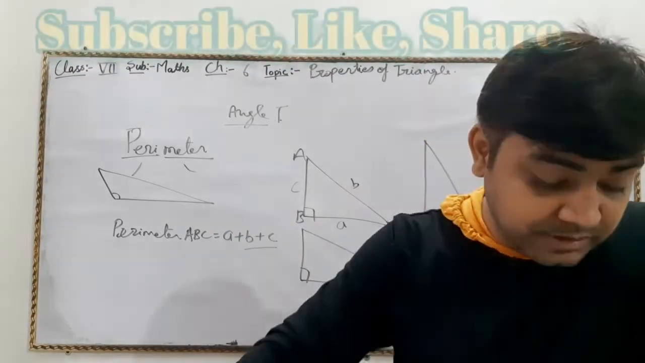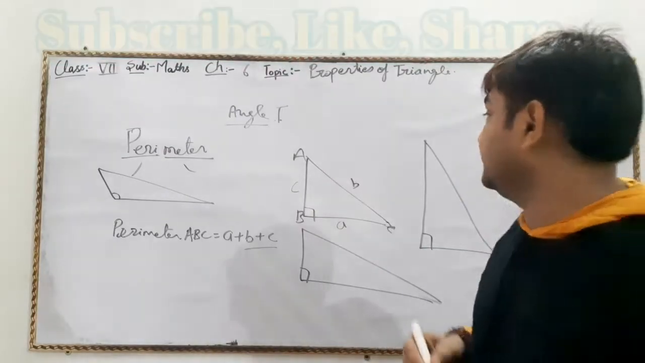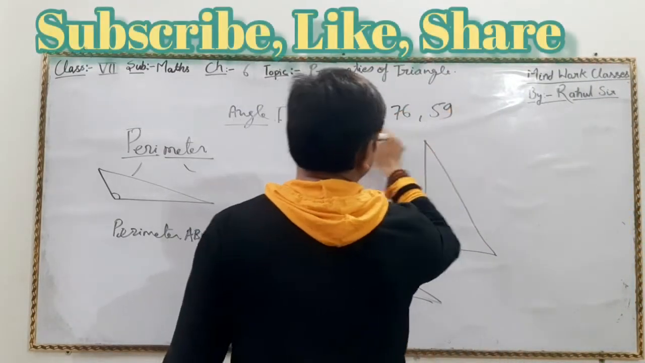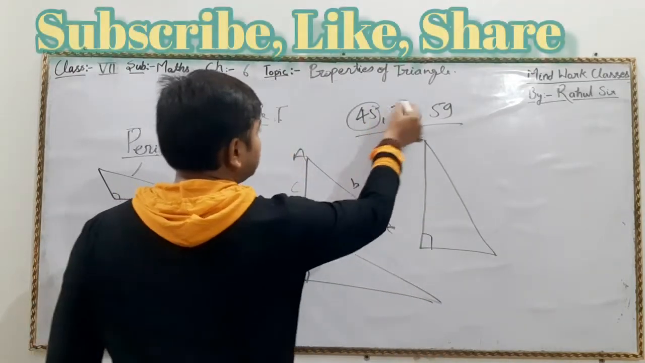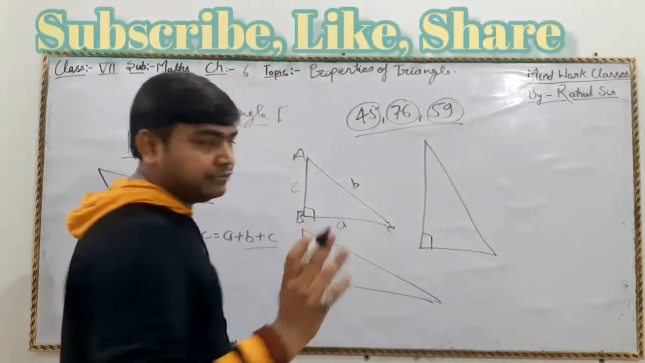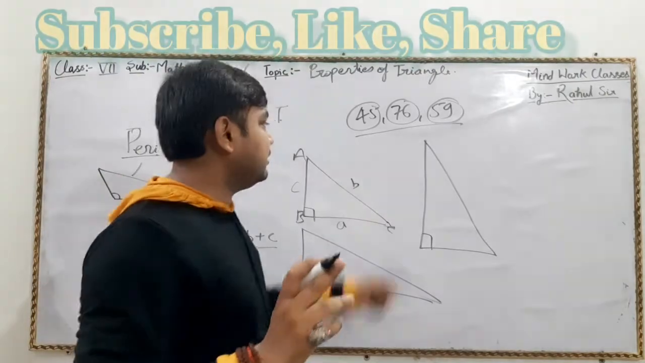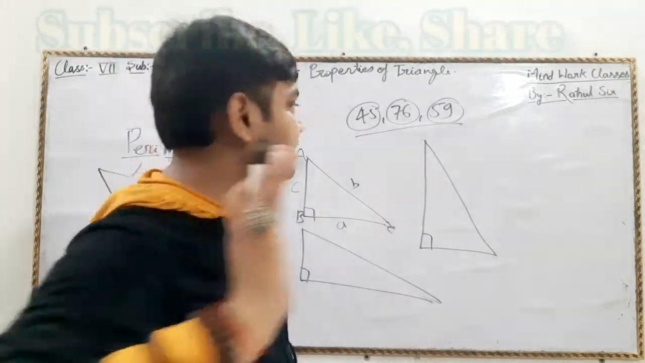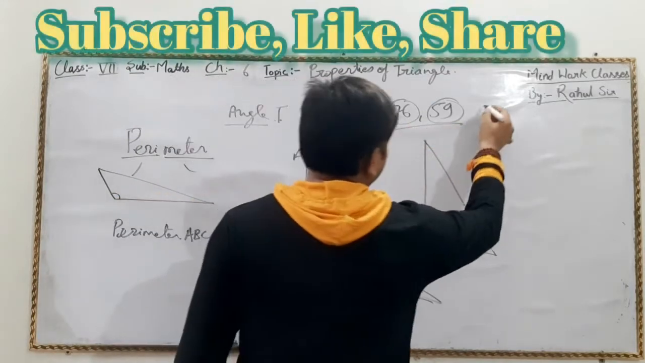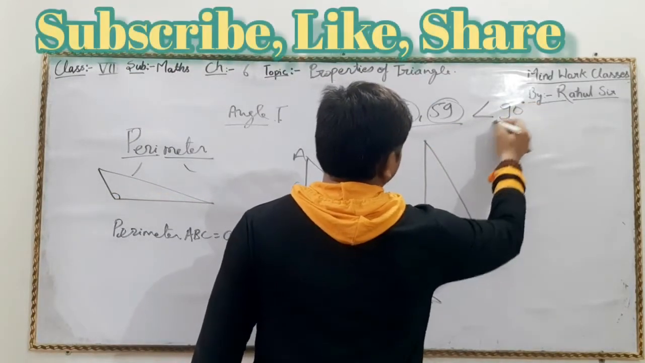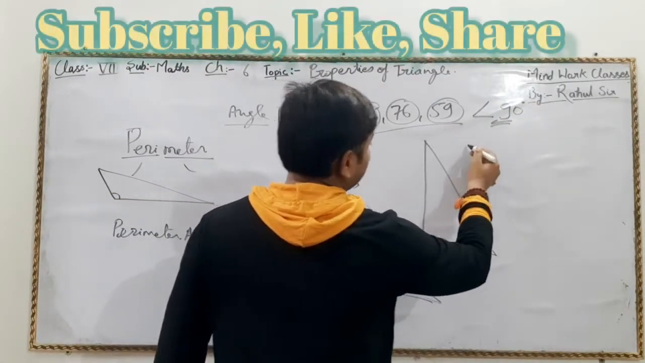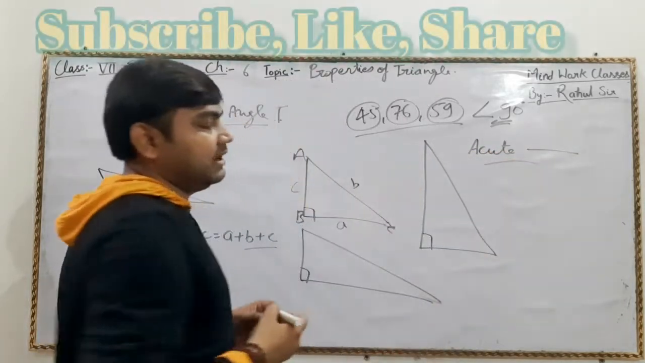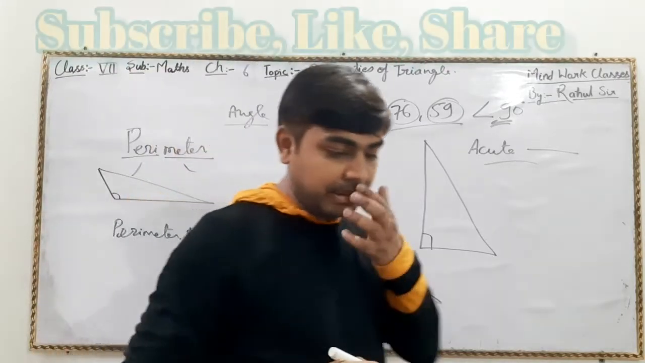The first one is 45, 76, 59. Please look at this one. All three angles are different, and all three angles are less than 90 degrees. Hence, this triangle is an acute angle triangle.